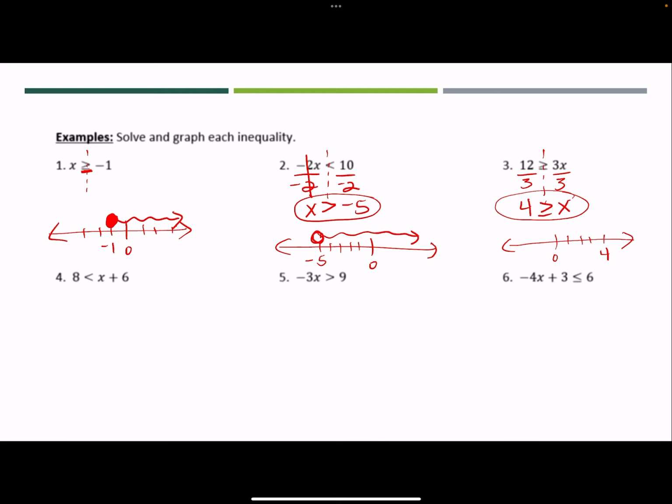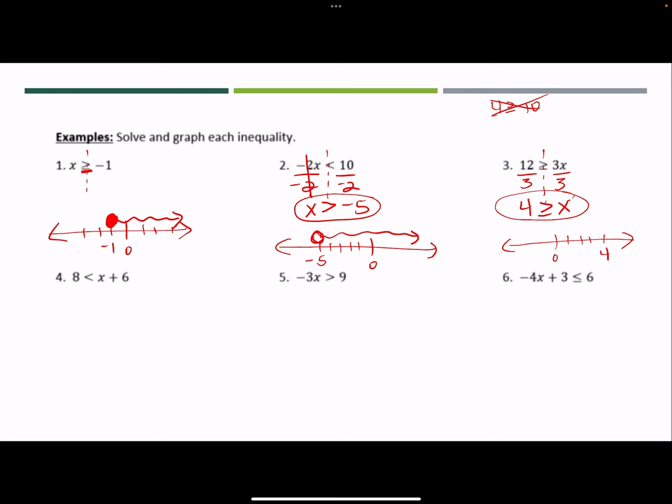So this says 4 is greater than x. So what kind of numbers? Think about what kind of numbers I could plug in to make this true. 4 is greater than what? Let me write this up here. 4 is greater than or equal to, let's say 10. Is that true? Is 4 greater than or equal to 10? Nope. So 10 is over here to the right of 4, right?